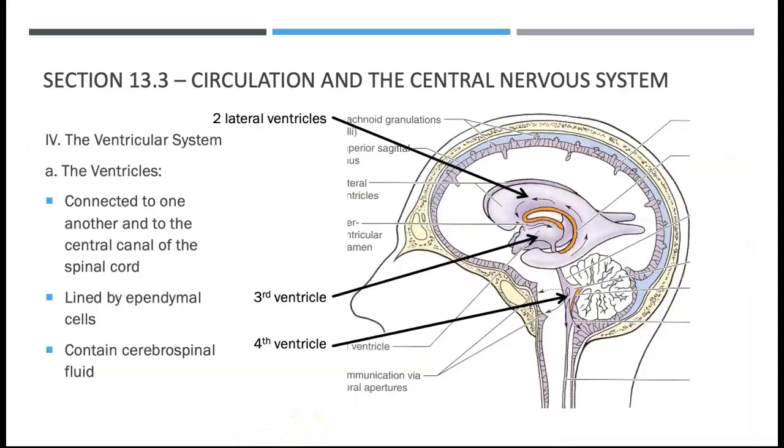Now let's take a look at the ventricular system, since we have been talking about CSF quite a bit. Our ventricles are spaces within the brain, and they're all connected to one another and eventually to the central canal within the spinal cord. These ventricles are lined by ependymal cells that help secrete the CSF, and these ventricles contain CSF, as we said.